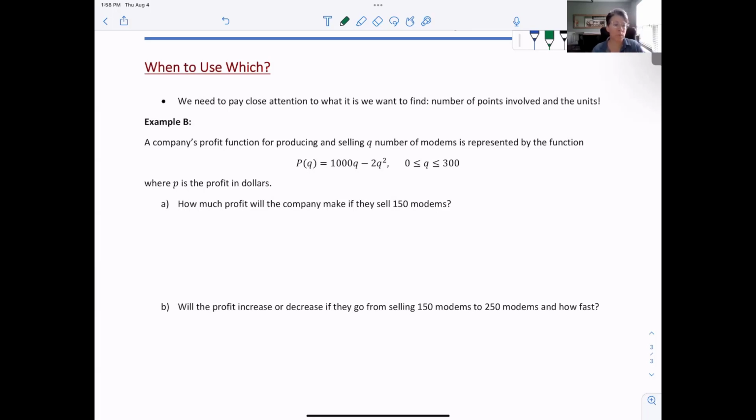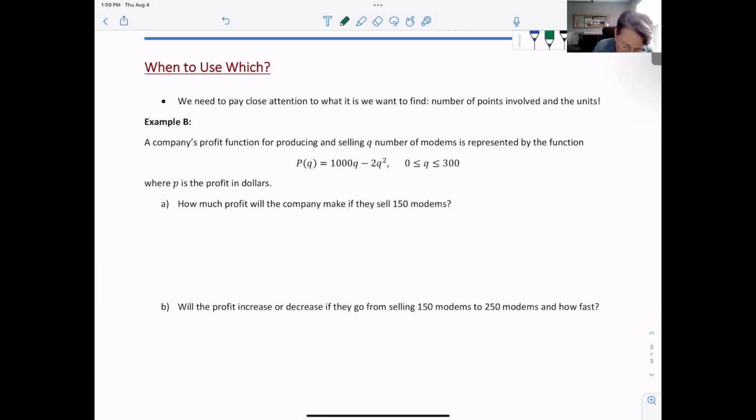Okay, so our first example, we have a company's profit function for producing and selling Q number of modems, represented by the function P of Q equals 1000Q minus 2Q squared, where we can only make between 0 and 300 modems, and P is the profit in dollars. So first of all, it asks how much profit will the company make if they sell 150 modems.